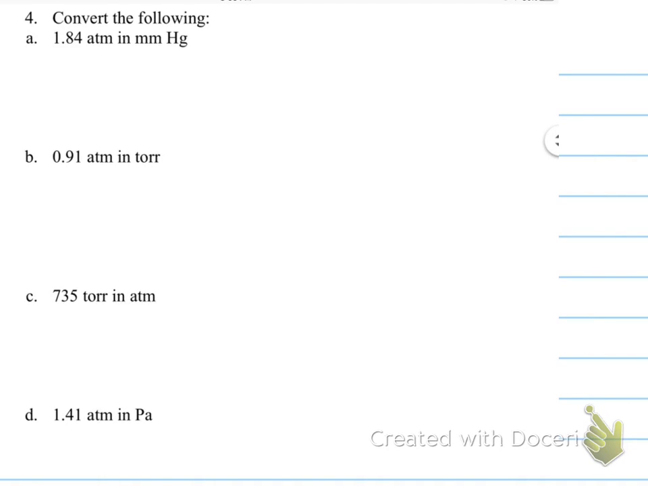Okay, the next question is all about dimensional analysis. It's conversions. I'm going to give you these relationships, but you do need to be able to use them. So 1.84 atmospheres into torr.